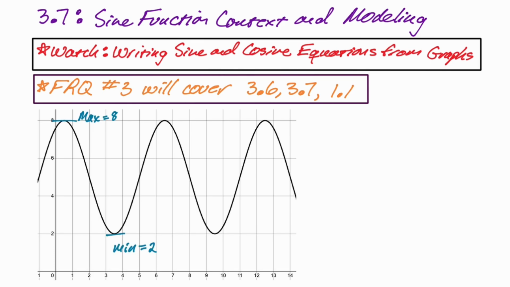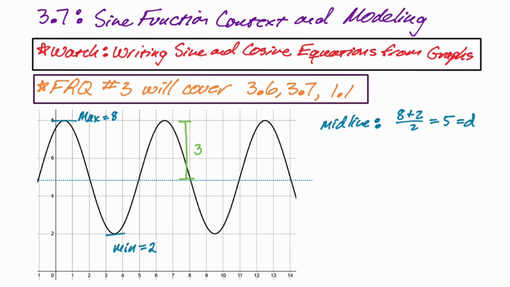So here's the maximum. Here's the minimum. From that, we can find the midline, which is just going to be 8 plus 2 divided by 2, which is 5. That's the value of D from that model we talked about in 3.6. We also need to find an amplitude. So I'll put in the midline. The amplitude goes from the midline to the maximum. So that distance right there is 3 units.